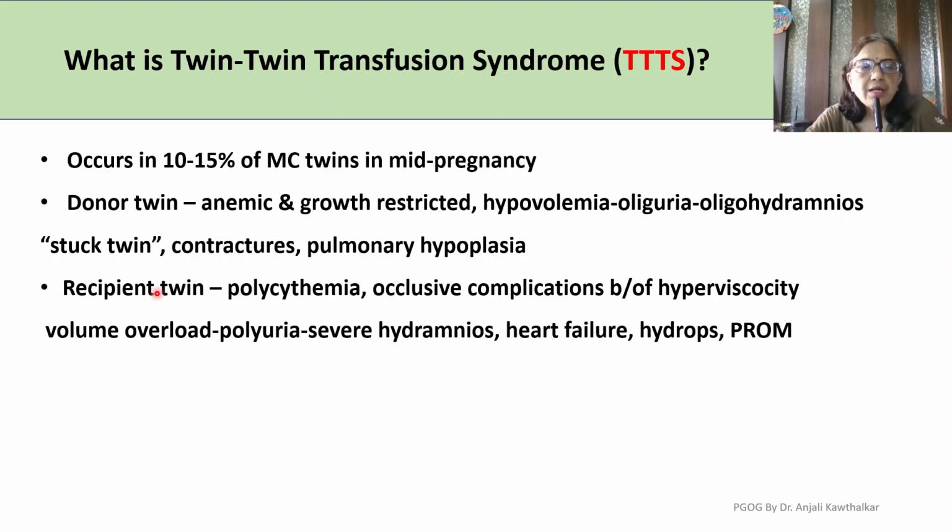On the other hand, exact opposite is the recipient twin where there is polycythemia. Occlusive complications because of hyperviscosity might be seen. Volume overload leads to polyuria. Severe hydramnios. Heart failure can occur. Hydrops can develop and there can be premature rupture of membranes.